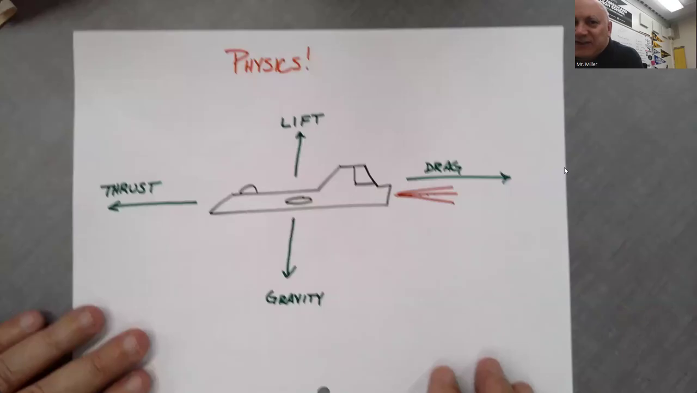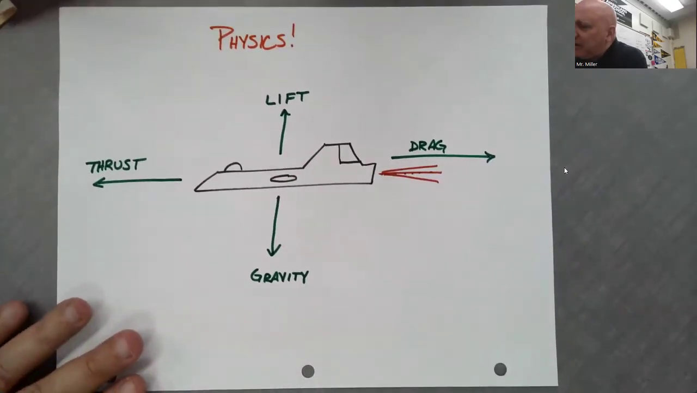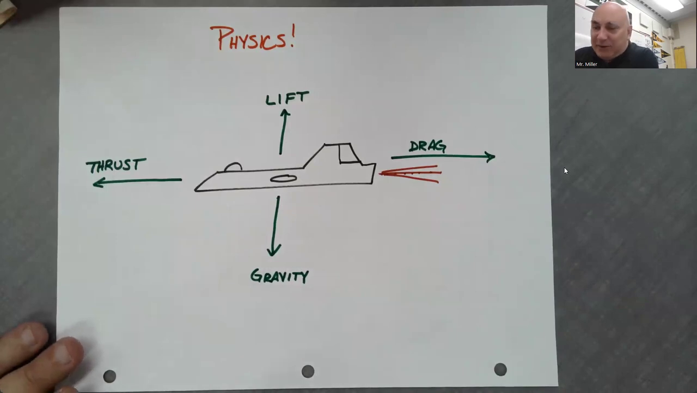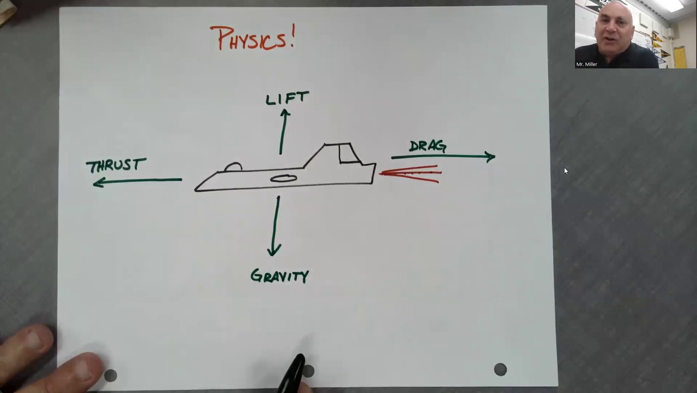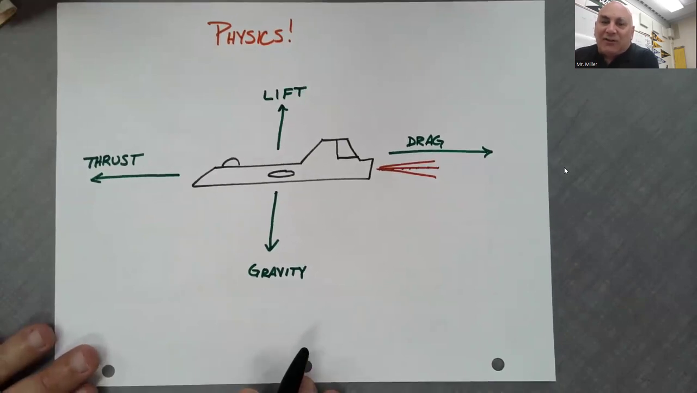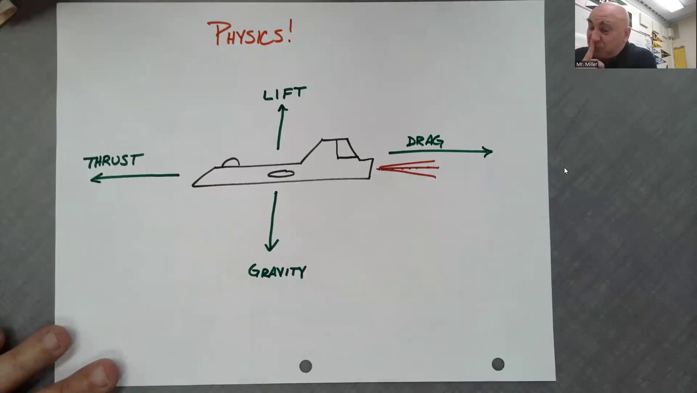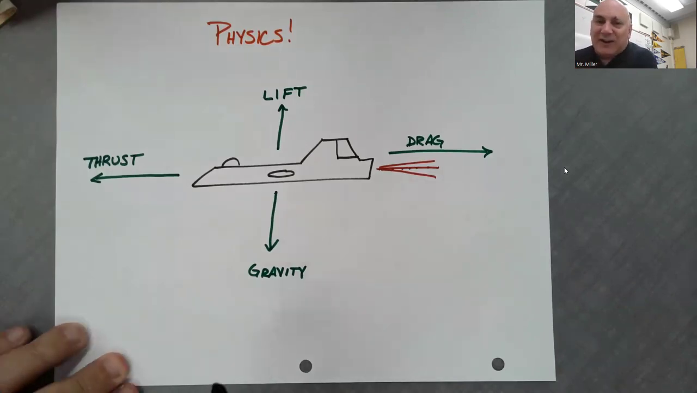Now I'm going to give you a physics lesson. If an object is either not moving or is moving at a constant rate of speed, in other words, there's no acceleration, then the sum of the forces acting on that object are zero. You might recall one of Newton's laws that we simplify as force equals mass times acceleration. So if there's no acceleration, there can be no force, which means the forces have to add to zero.